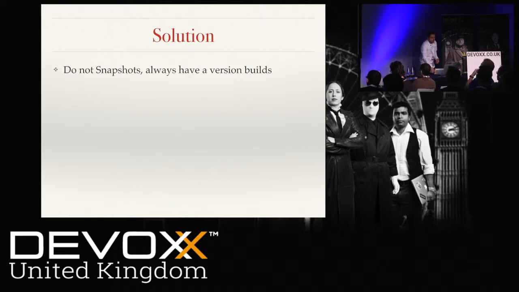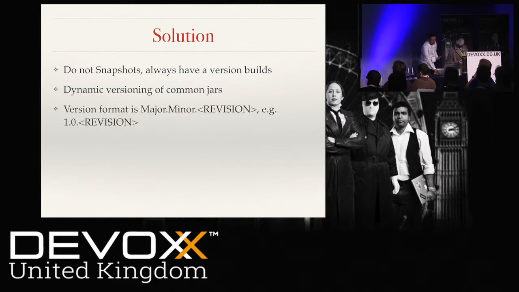So what is the solution? The solution is not to use snapshots at all, but to produce a version build every time. But then what about the overhead of developers having to do the versioning of common jars and then having to change the dependency in the web module? Well, use automatic versioning or dynamic versioning in Maven so that it produces a version for you automatically.